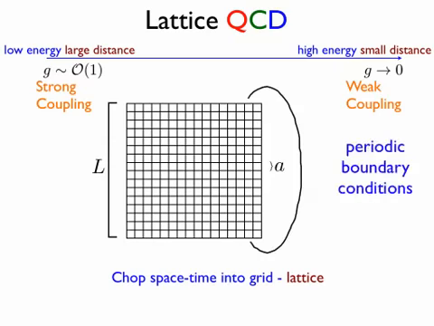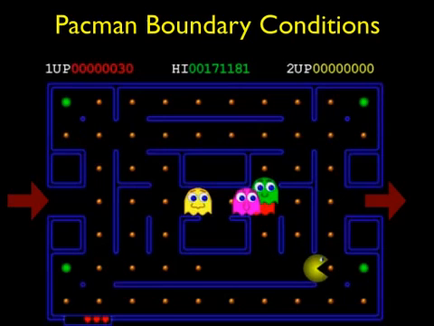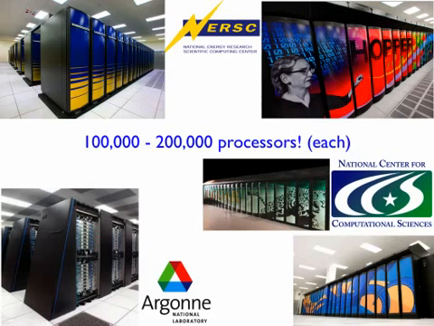You also typically create what's called periodic boundary conditions. And what that really means is you have Pac-Man boundary conditions. As you go around the universe, you come back around exactly as you started. And that's because we have a computer, it's finite. We can't really do an infinite calculation of the real universe.